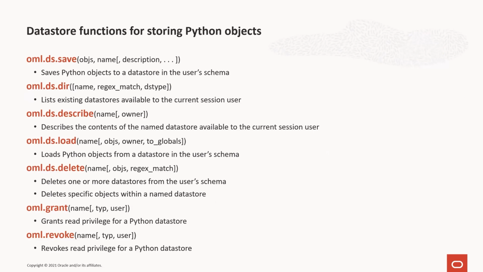Here we see the range of functions supporting the data store functionality for storing Python objects. We can save one or more Python objects in a named data store, list the existing data stores available to the current session user, describe the contents of a named data store, load the objects from the data store into Python memory, delete one or more data stores from the repository, or delete specific objects within a given data store. Users can also grant or revoke access privileges to other users.